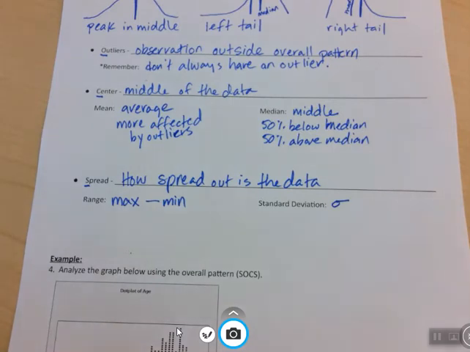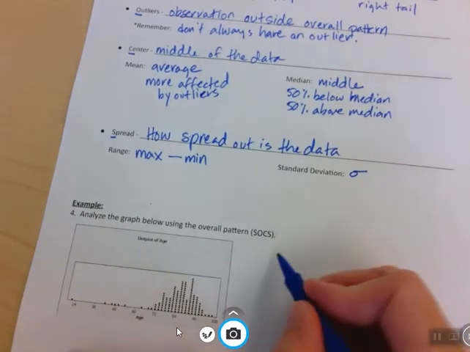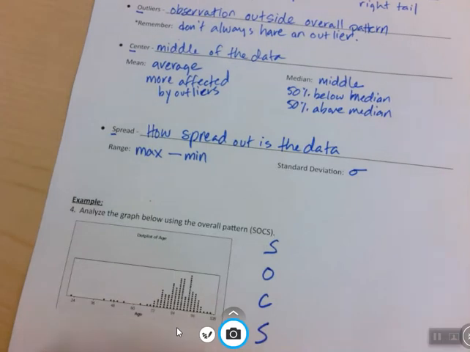All right, so we have this one example to do, which is going to tie us in very well at the end of class. We're going to use socks on this example. Okay. Talk to your group real quick. Tell your group if you think that that is symmetric, left skewed, or right skewed.